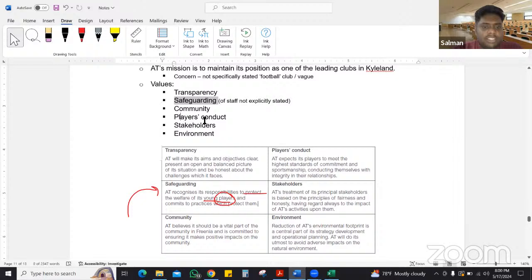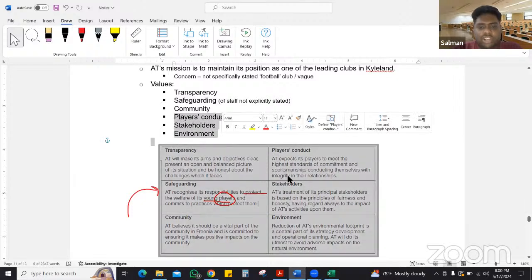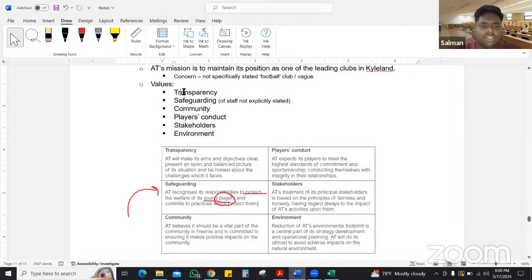Community, players' conduct, stakeholders, and environment. So taking a look at this, we'll understand the values. What's the importance of values? A company's decisions will always ensure the values are protected. So all of the decisions will basically be in compliance with these values. If the values are not protecting a certain stakeholder, that can be a risk factor.